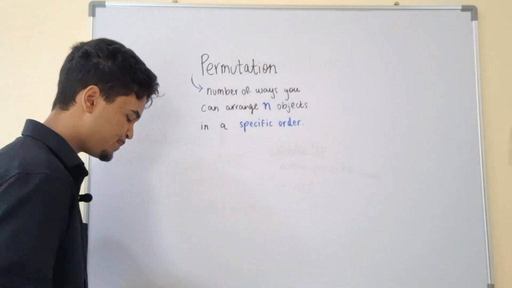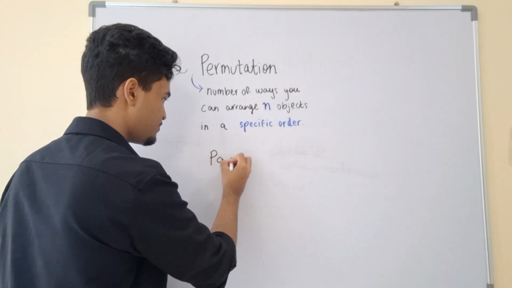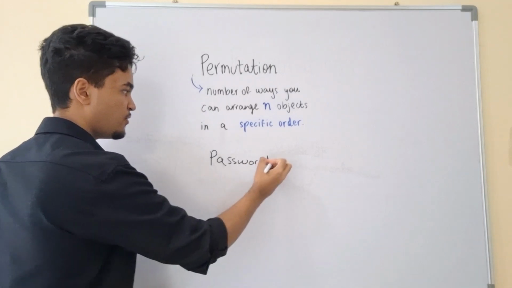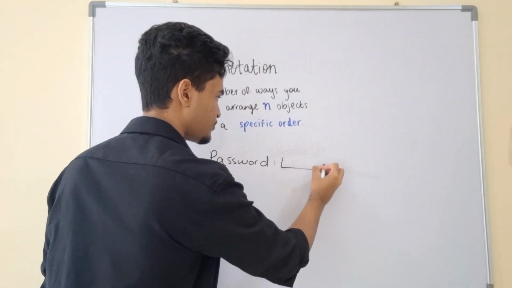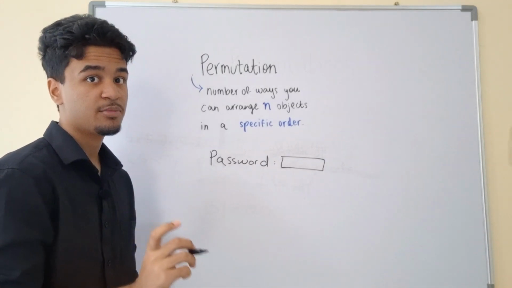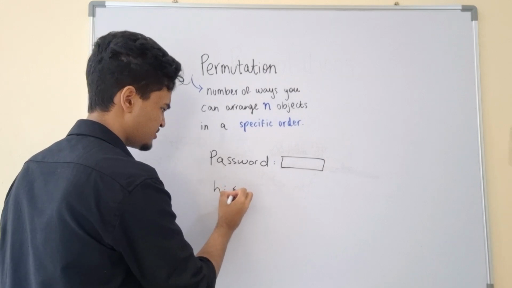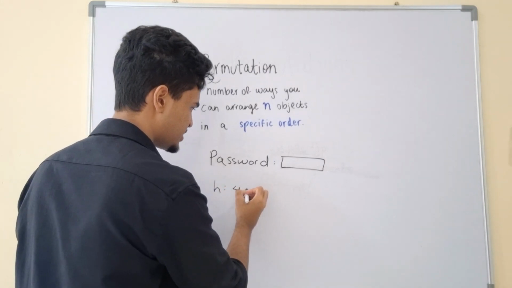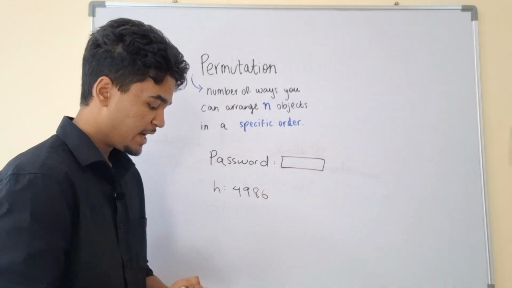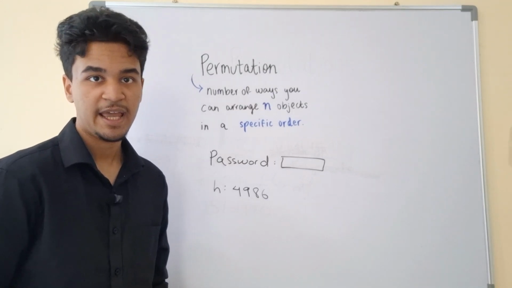It basically means that, let's say for example, you have to enter a password. Maybe you want to log into your email and it's asking for your password, and it gives you a hint of the digits that are being used in the password. Let's say the hint is just a random array of digits. We could say 4986.